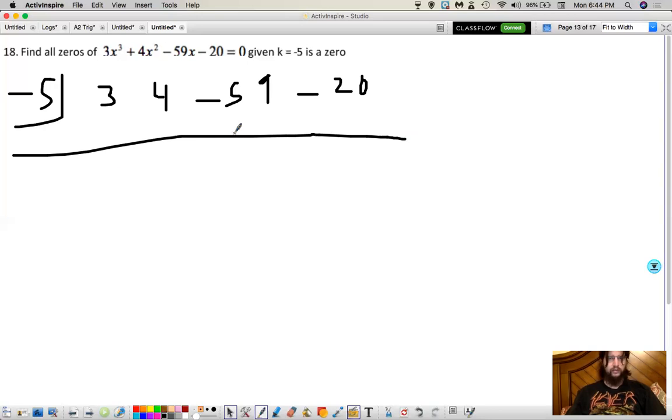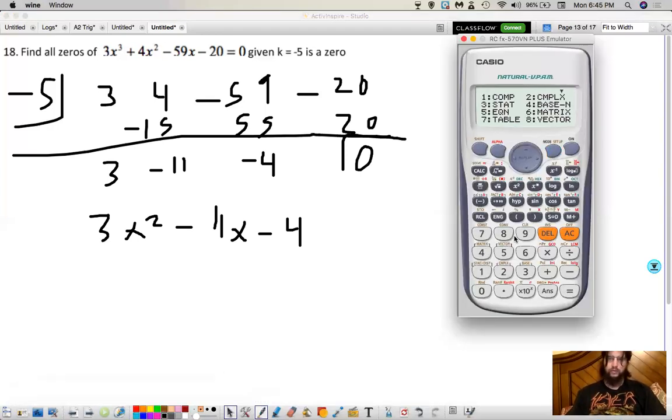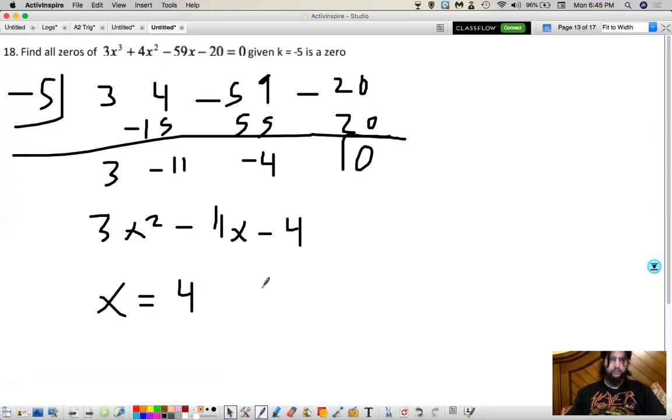Now, when we do the work here, it better have a 0 at the end for the remainder, otherwise we screwed up. -15, -11, 55, -4, +20. Yep, that's a 0. So this becomes 3x squared minus 11x minus 4. That's a quadratic. Shove it in the quadratic formula: 3, -11, -4. We get 4 and -1/3.